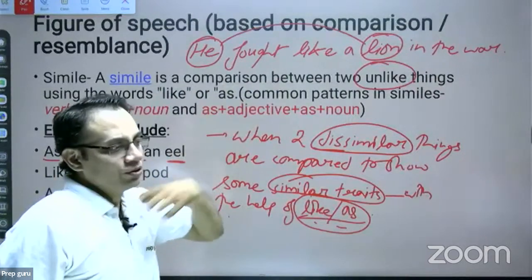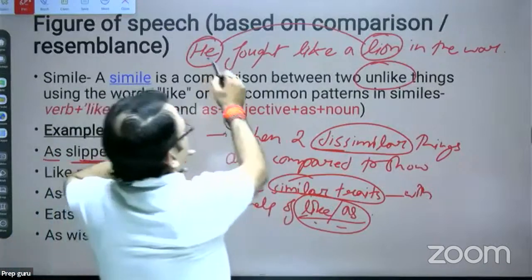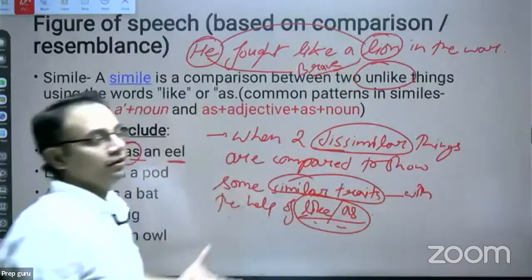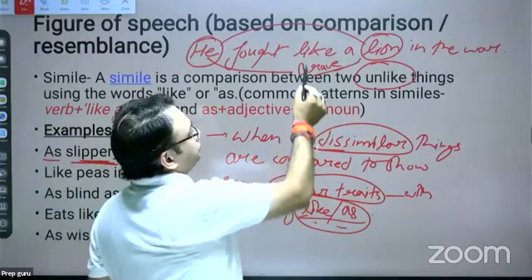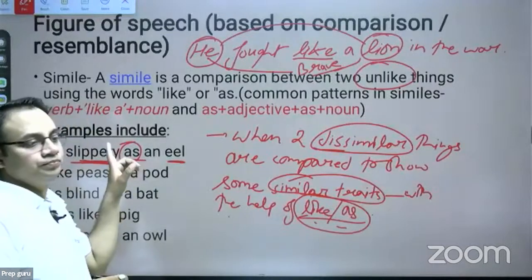But why am I comparing these two dissimilar things? Because I have seen some sort of similarity between these two. What is the similarity? The bravery part, the braveness, right? The bravery part is same, right? He was brave like lion, right? So it is a case of what? Simile. I am using what? The word like. Clear? Simile clear hai?